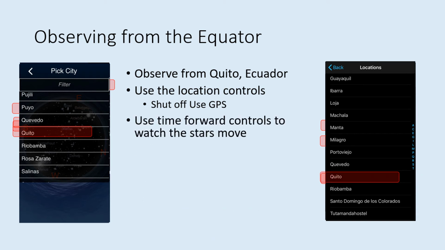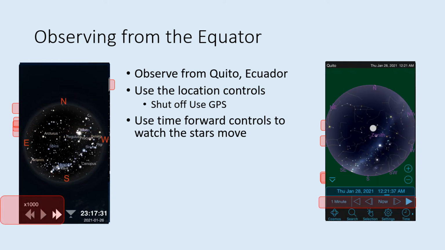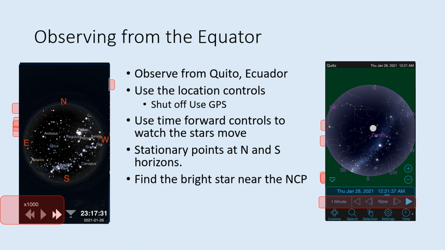Once you've set the location, use the time forward controls to watch the sky move through a night. Make sure the time steps are short enough that you can watch the sky move without it jumping around. Notice that as the sky moves, there are points that don't appear to be moving near the northern and southern horizons. These points are the northern and southern celestial poles. Look for the bright star closest to the north celestial pole. Click on this star and determine its name.